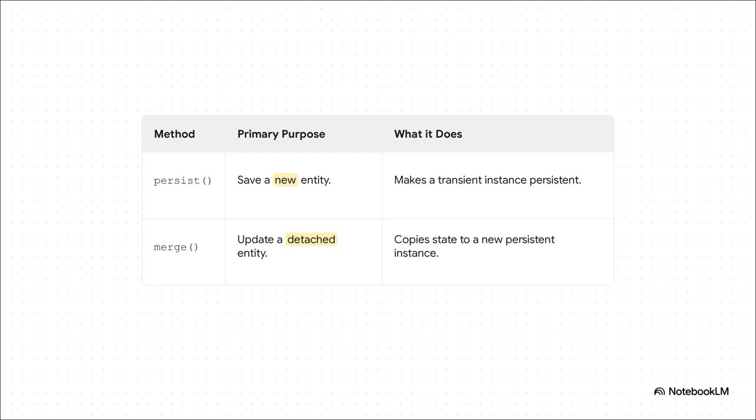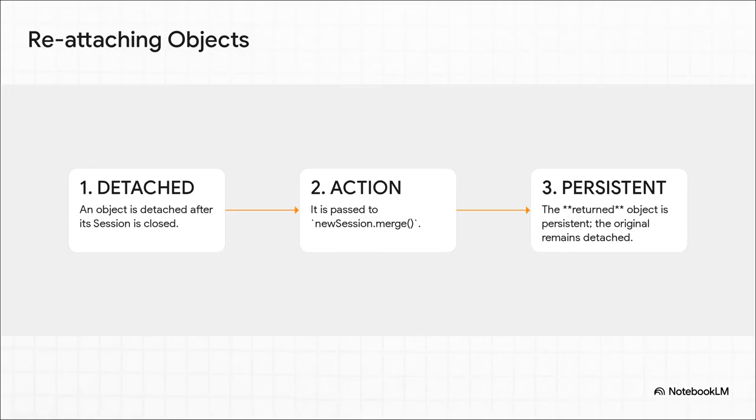Merge is for updating detached objects, things that already exist in the database, but you changed them while the session was closed. Let's really look at that merge action. So, you have a detached student object. You change some of its data. To save those changes, you open a new session and call merge.